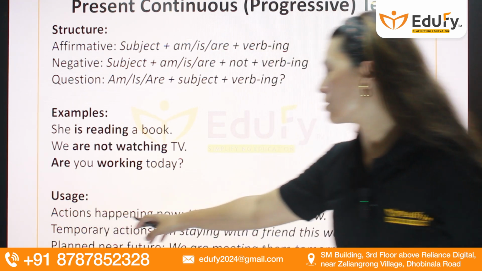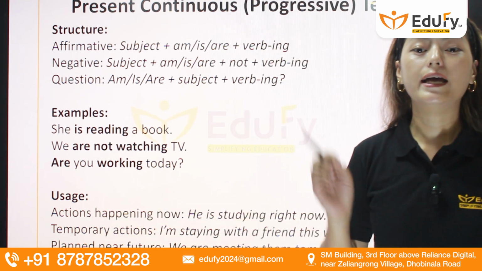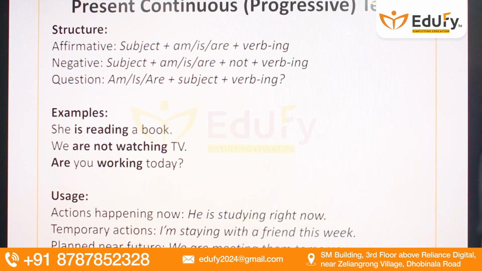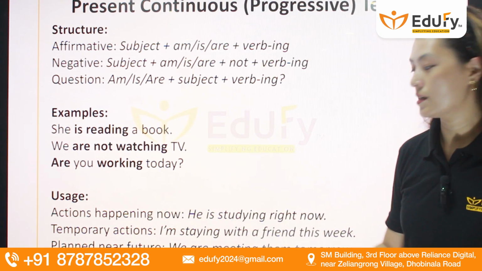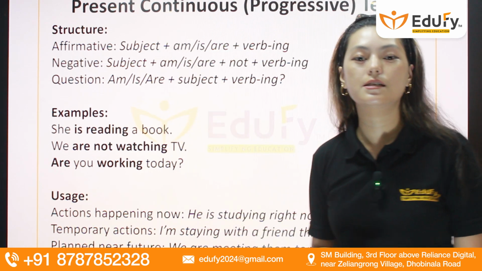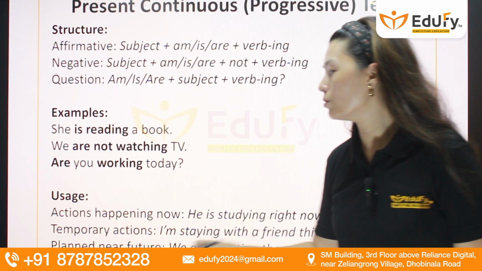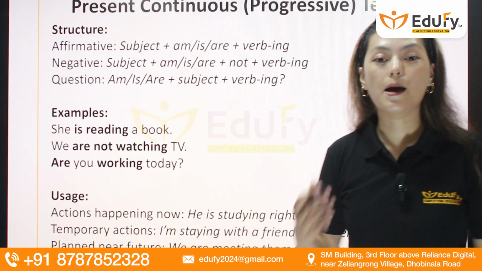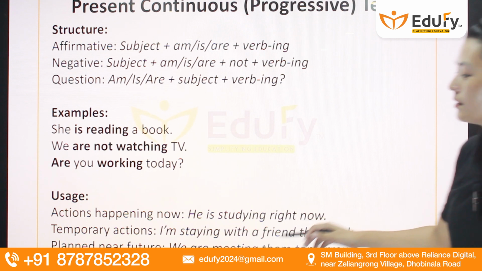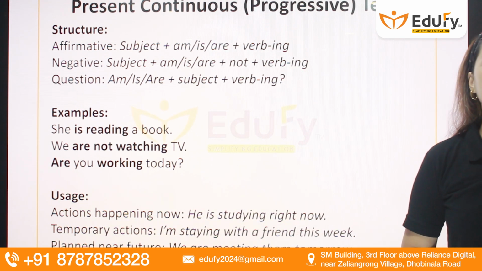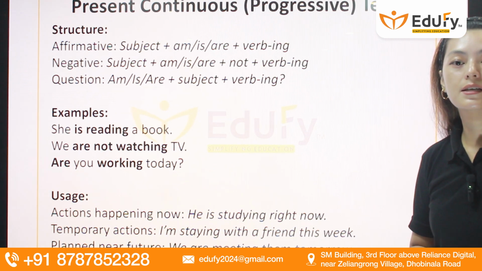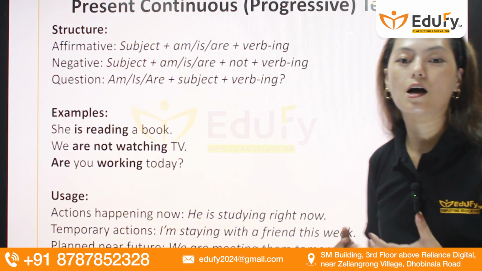It is when the actions are happening now, in the present, continuing. He is studying right now. This statement is what? We have a subject plus is plus verb in ing form. So structurally, this is a present continuous tense. And also, it talks about an action that is happening, continuing. So therefore, this is a present continuous tense. Then we also use a present continuous tense when we talk about temporary actions. What do I mean when I say temporary actions? Some actions are not permanent.